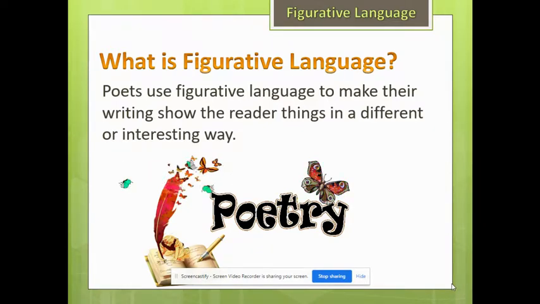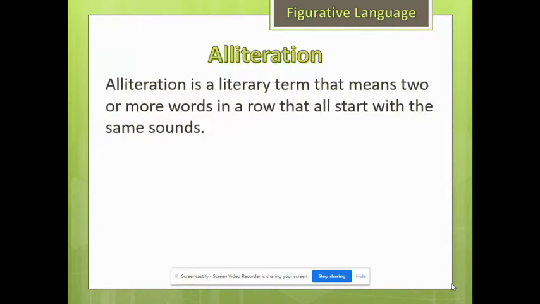Of course, poets use figurative language a lot to make their writing show the reader things in a different or interesting way. They mention poetry, but it's used in a lot of different types of writing, just to paint a better picture for you, to give you a better idea of what the writer is actually writing about. The first type that we're going to talk about is alliteration.